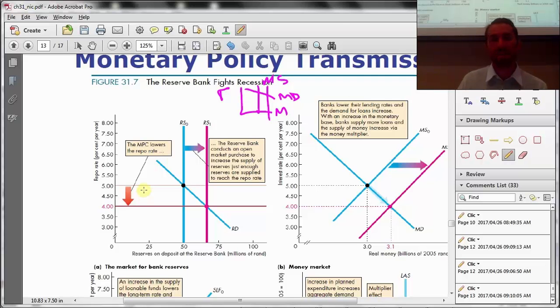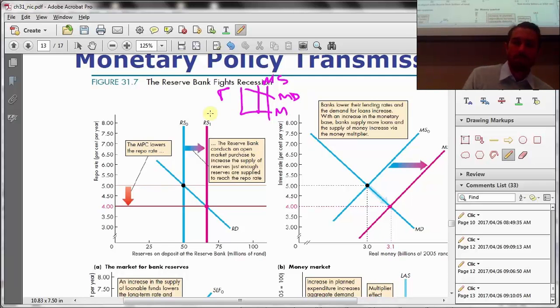The Reserve Bank does not try to keep the rate in the market at which banks borrow from one another and from the Reserve Bank exactly at the repo rate. It just says, here's the repo rate, go. So technically this part of the discussion doesn't really apply to the South African economy.